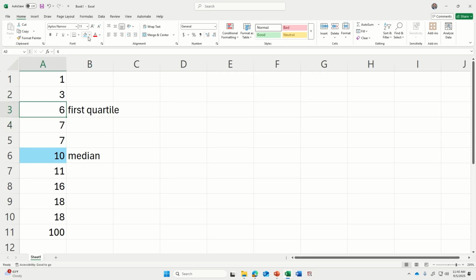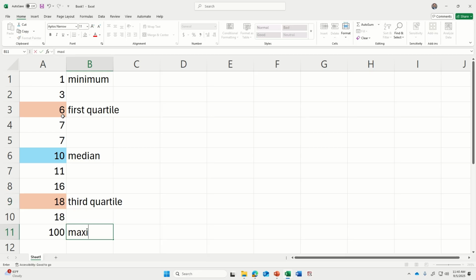Why am I calling it the first quartile? Because if I look at the bottom half of my measurements, it's in the middle of those. Let's look up here. This would be my third quartile because it is in the middle of the top half of my measurements. So I've got the minimum, the first quartile, the median, the third quartile, and the maximum.